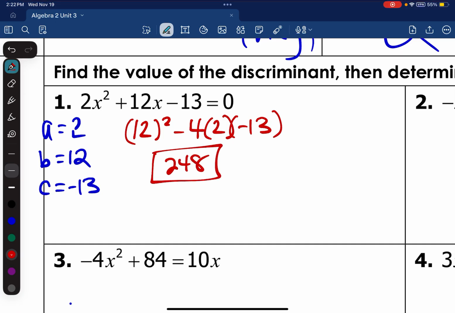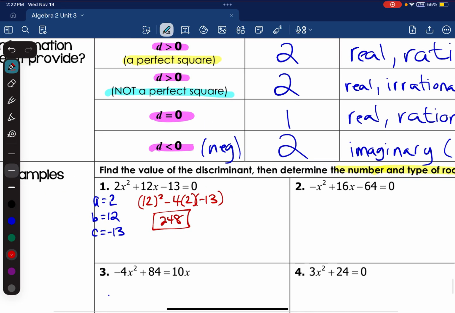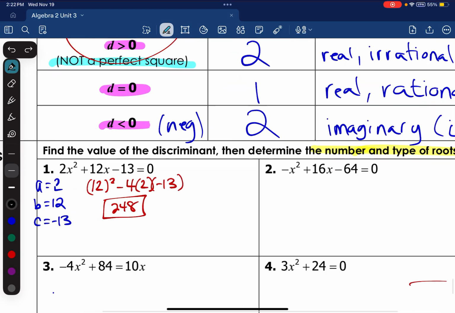No, this is not our solution. This is just telling us to use this chart now and determine how many answers we have. So this number is bigger than 0. Now we need to know, is this a perfect square? I'm going to put the square root of 248 in the calculator. If I get a decimal, then it is not a perfect square. And that's true, I get a decimal. It's not a perfect square.